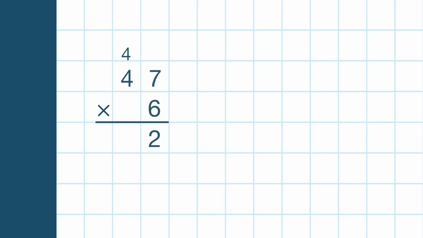Now multiply the tens place. What is 4 times 6? It's 24. Now add the 4 that we carried. What is 24 plus 4? Yes, 28. Write 28 in the hundreds and tens place. So 47 times 6 equals what?